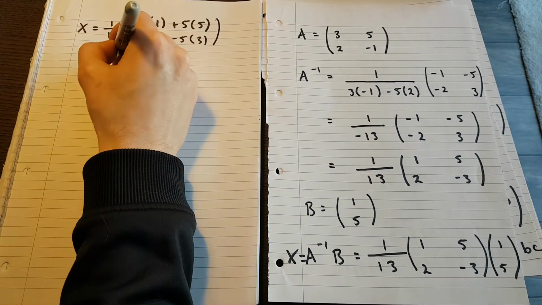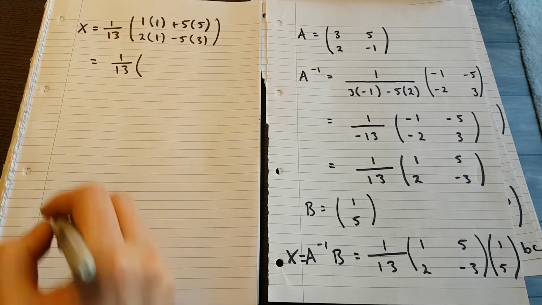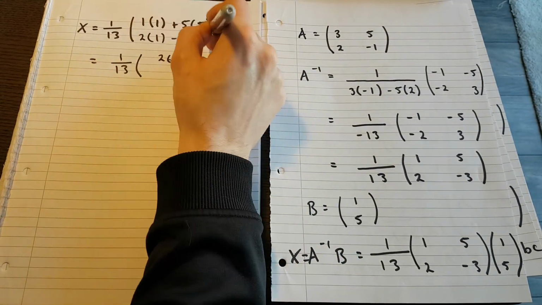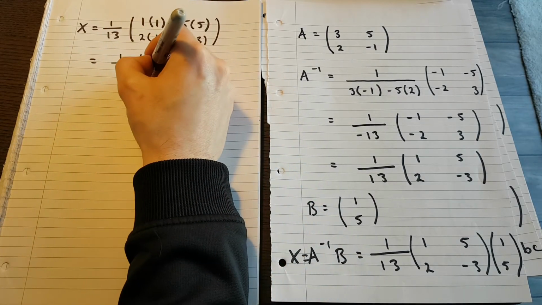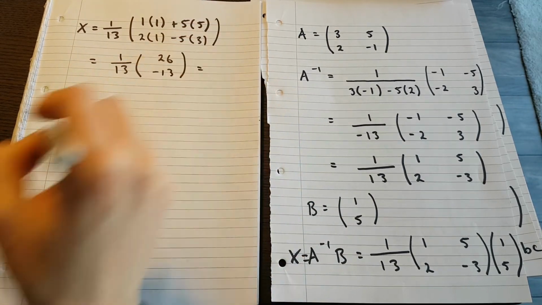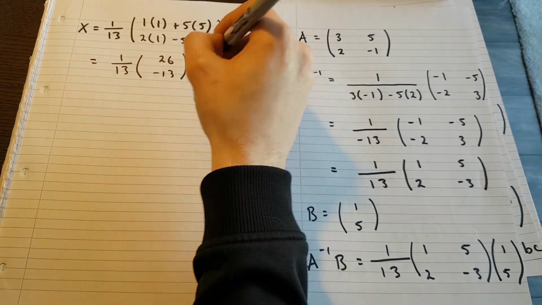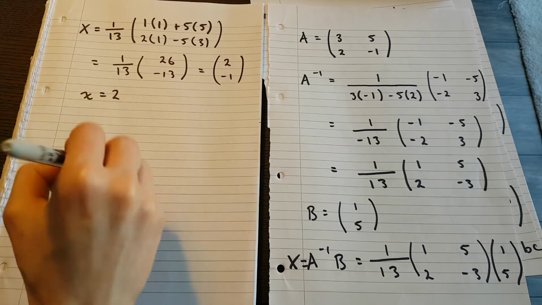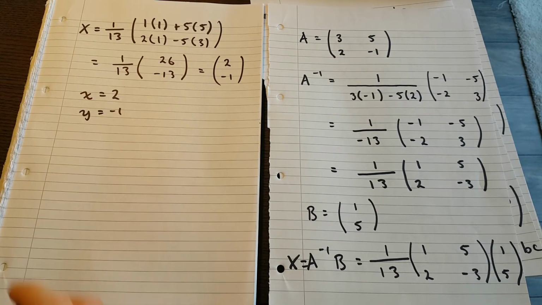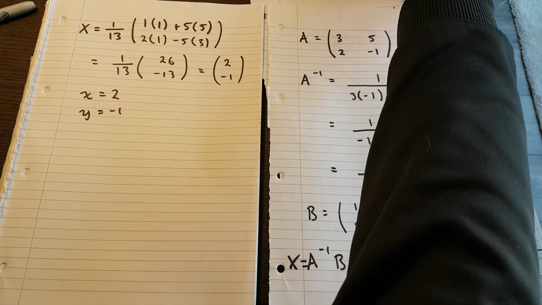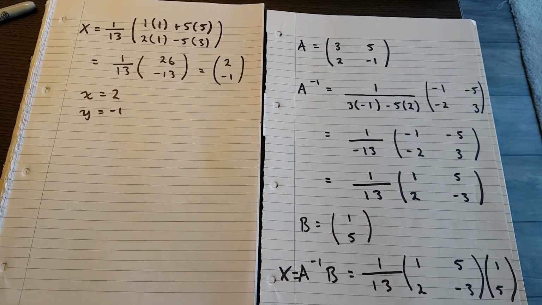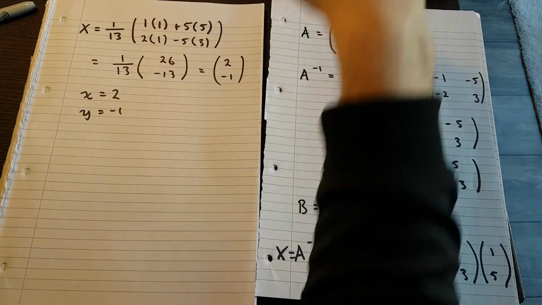What do I have? This is 1/13 still on the outside. Always leave that to the end. This is 1 plus 25, which makes 26. This here is 2 minus 15, which gives me minus 13. And of course, multiplying through, this gives me 2 and minus 1, which tells me that x was 2 and y was minus 1. So that is what I can do with matrices once I have their inverses. So it is valuable to me to be able to find their inverses.